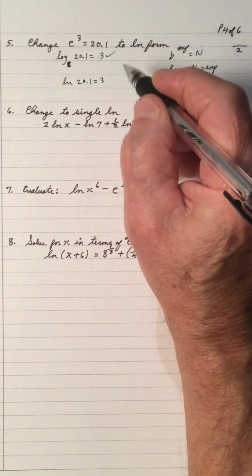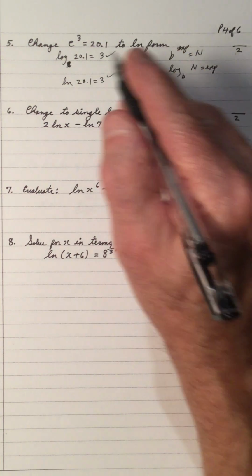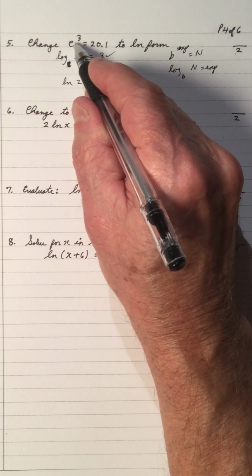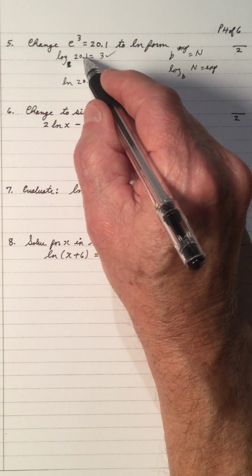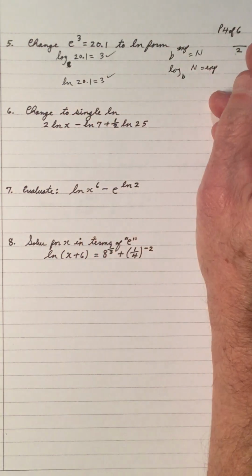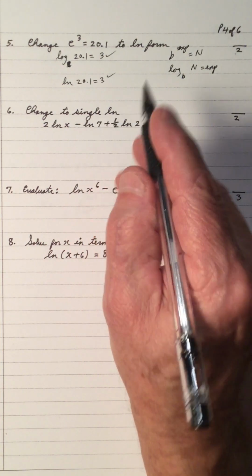So if you have this, and you change it to this, you get 2 marks. So I change it to log first. Change the exponential to a log form, and then the log base e is ln.